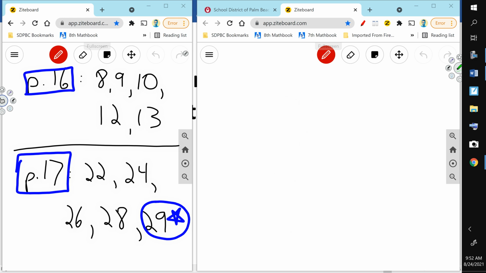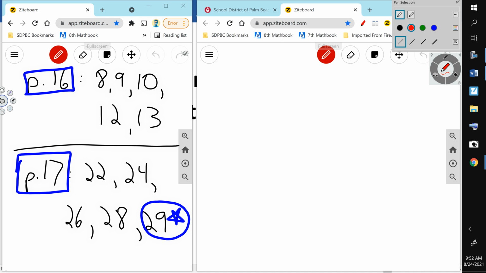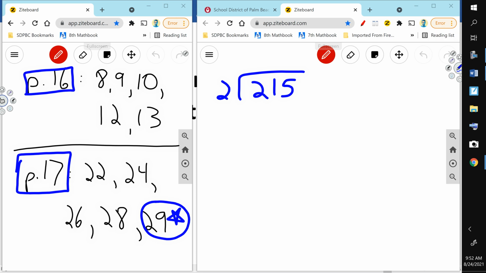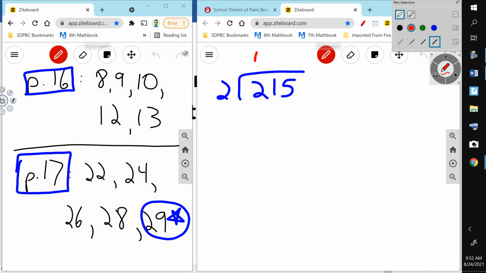For the next one, it's going to be number 9. And this problem is 215 divided by 2. So I'll get you started, and then you're going to finish this on your own. 2 is going to go into 2 once.